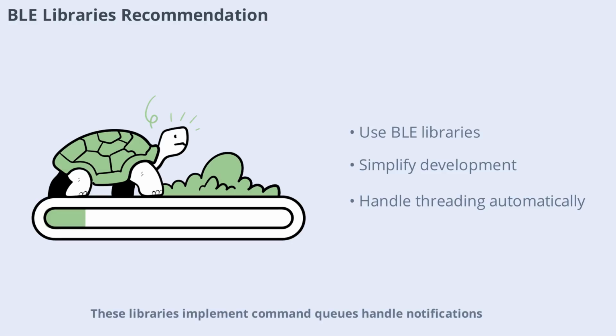If you're looking to get started quickly, consider using a BLE library like BLESSED for Android. These libraries implement command queues, handle notifications, and manage threading for you, simplifying the development process. By leveraging existing libraries, you can focus on building your app's features rather than managing low-level BLE operations. This is especially useful for beginners and those working with complex devices.